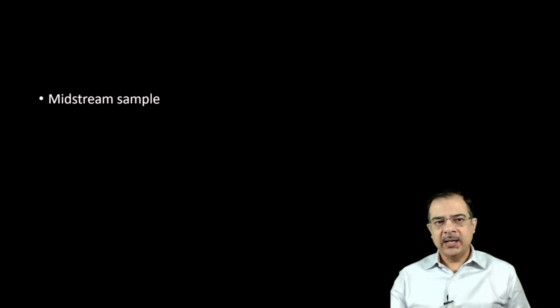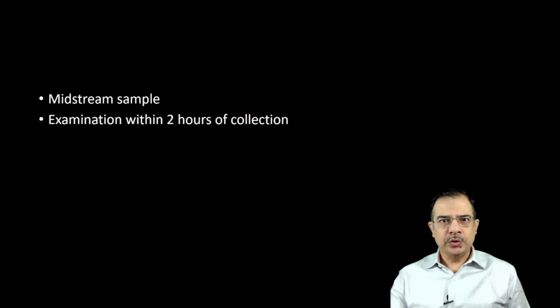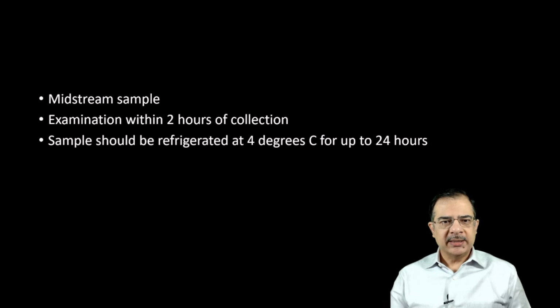How to collect the urine. You should always tell the patient to collect a midstream urine sample. Examination should ideally be done within 2 hours of the collection. The sample should be refrigerated at 4 degrees if there is a delay in the urine analysis. Up to 24 hours, it can be kept in refrigeration.